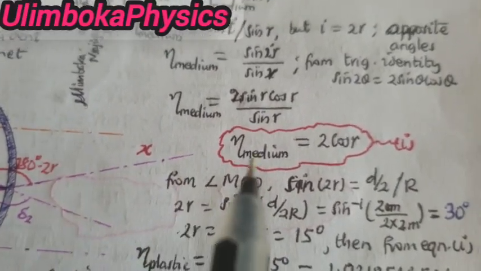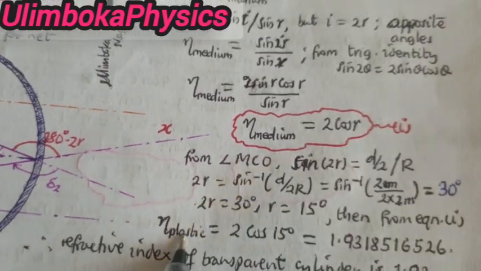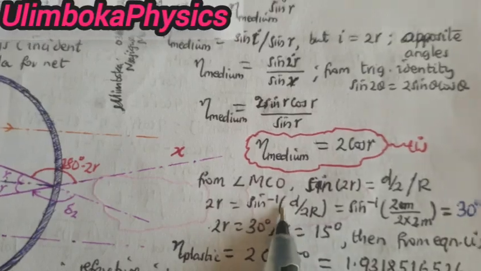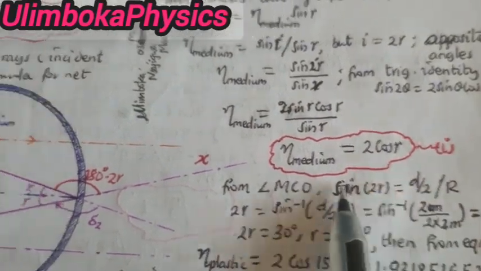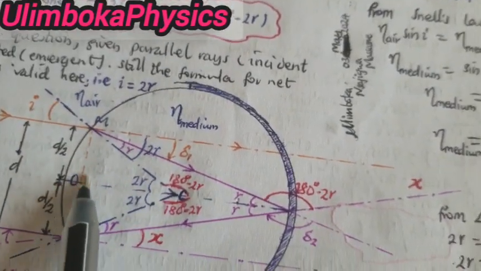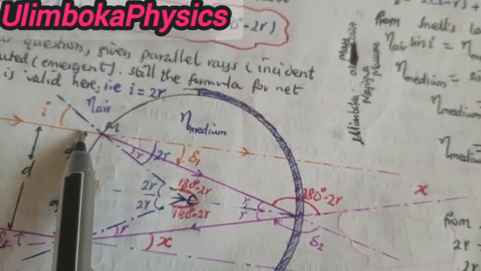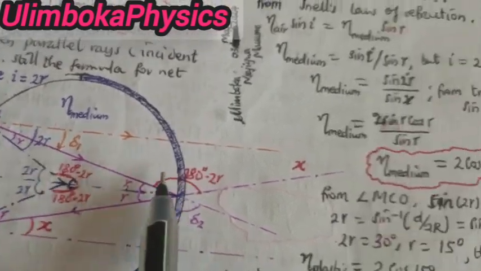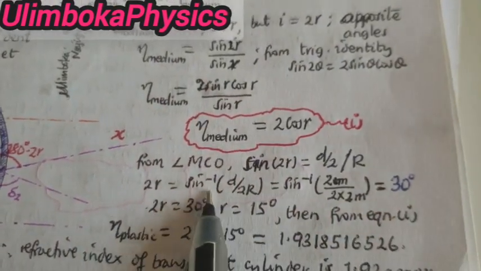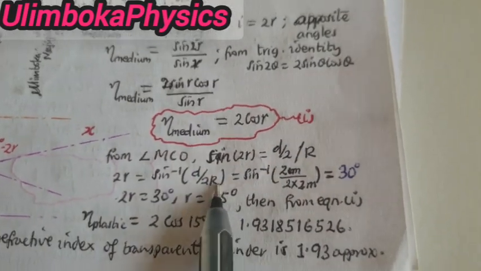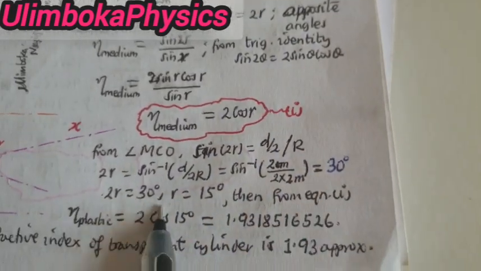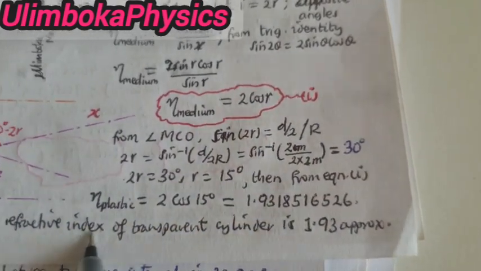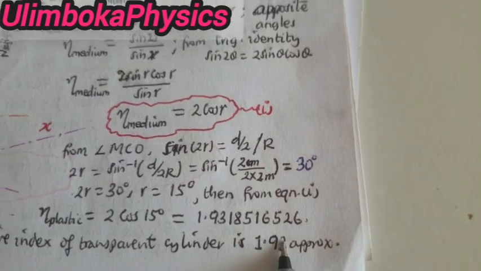Now consider triangle MCO, so that we can find the value of r. Then sine of twice r is equal to opposite over hypotenuse. Remember, the hypotenuse is the radius, and the opposite is this distance of separation between the incident and the emergent ray. Therefore, we substitute the values of d and r, then we find r is equal to 15 degrees. Then we substitute into this general formula, and we have the refractive index for the transparent cylinder as 1.93 approximately.